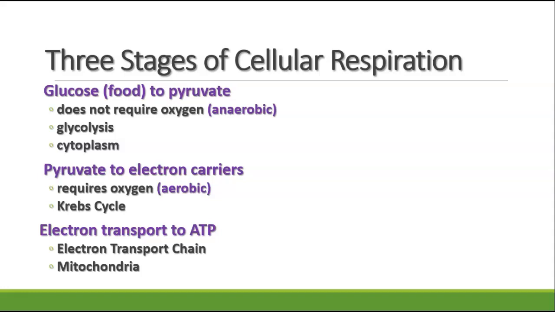The second part of the cellular respiration process is converting pyruvate to electron carrier molecules. This is an aerobic process. It requires oxygen, and it is called the Krebs cycle. It is a cycle of reactions that gradually, through a series of steps, breaks down the glucose or the pyruvate molecules to carbon dioxide, producing energy-carrying molecules and ATP.